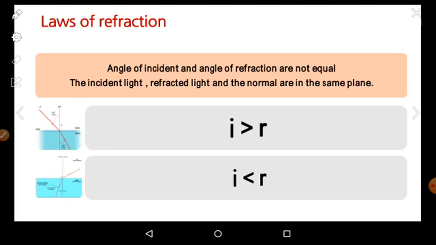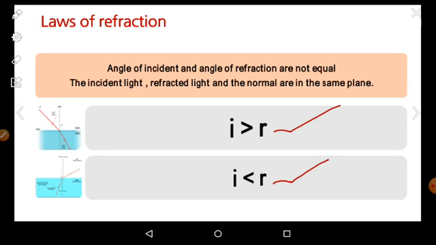Angle of incidence and angle of refraction are not equal to each other. In the first case, where the light is propagating from rarer medium to denser medium, angle of incidence is greater than angle of refraction. In the second case, where light is propagating from denser medium to rarer medium, angle of incidence is lesser than angle of refraction.